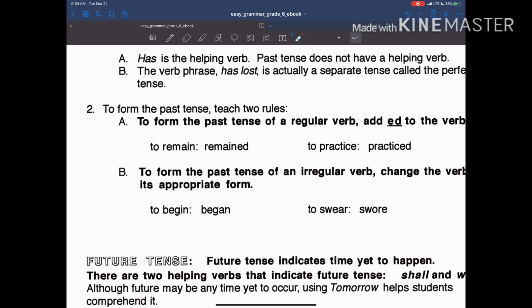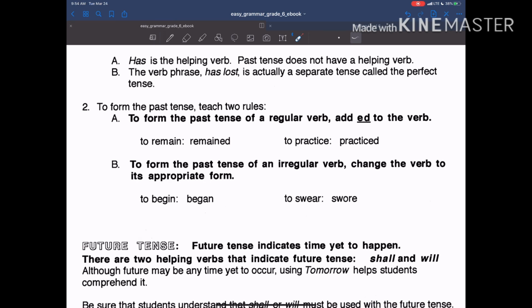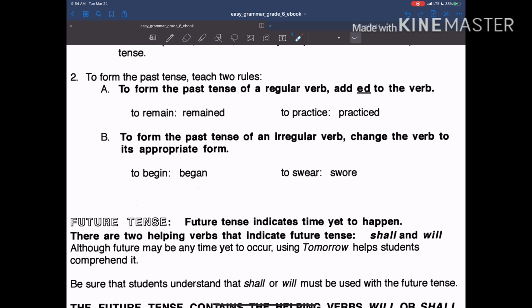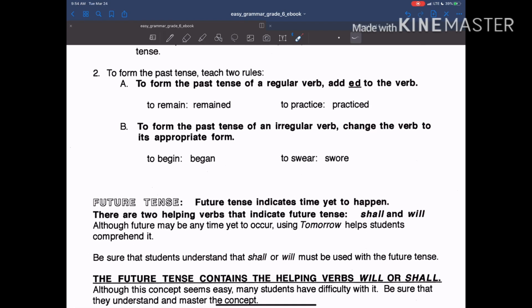Okay? To form the past tense, there are 2 rules. To form the past tense of a regular verb, add ed to the verb. To remain becomes remained. To practice becomes practiced. To form the past tense of an irregular verb, which means we don't simply just add ed to make it an irregular verb, you change the verb to its appropriate form. And remember, we learned about these irregular verbs before. You should have your list of irregular verbs.